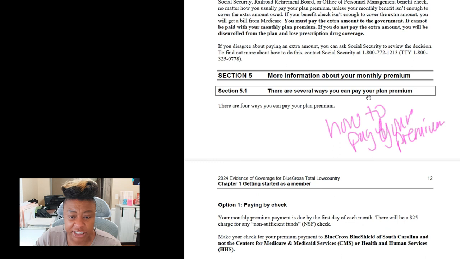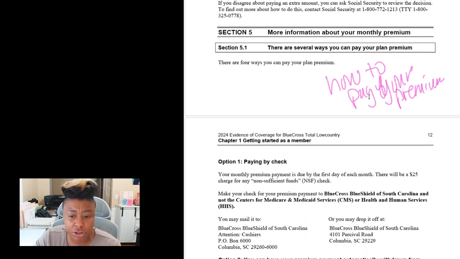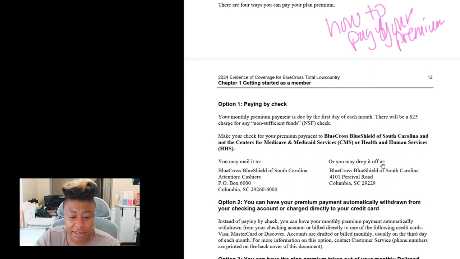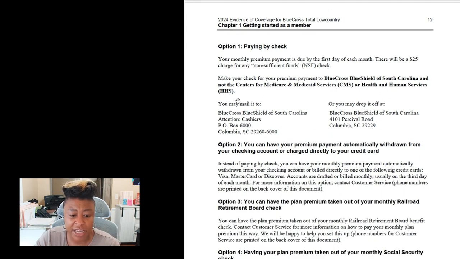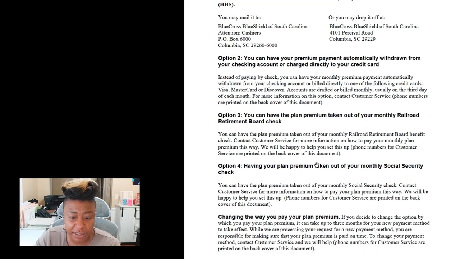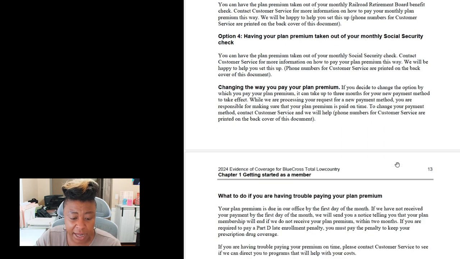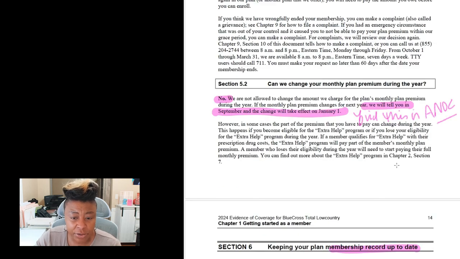And then we move into section 5, just more information about your premium, because now you need to know, okay, it's $25 a month, but how do I get it to the plan? Well, you can mail it to this address, you can drop it off at this address, so it gives you all of the options, including you can have it withdrawn automatically from your Social Security check if you would like to. Section 5.2 is basically asking, can we change, meaning the plan, your monthly premium throughout the year? And that answer is no.